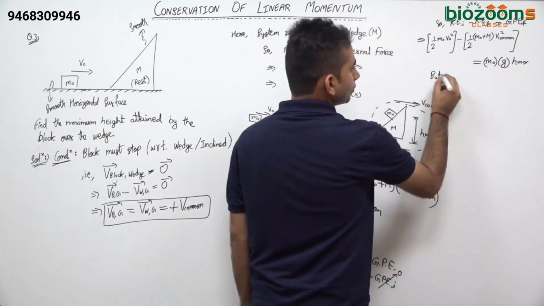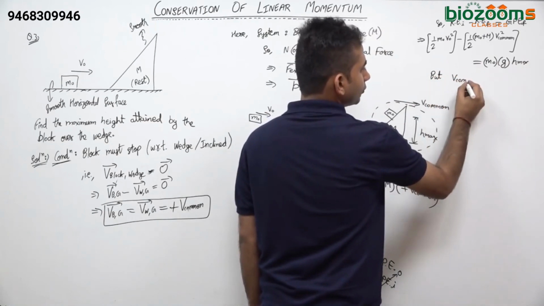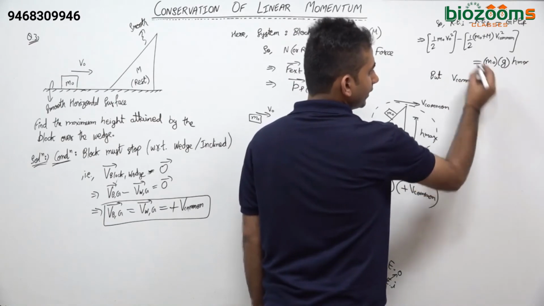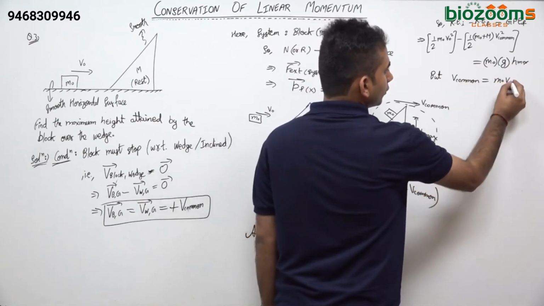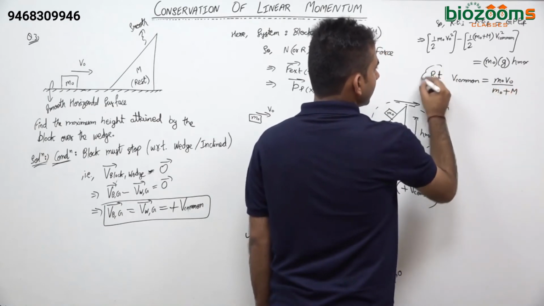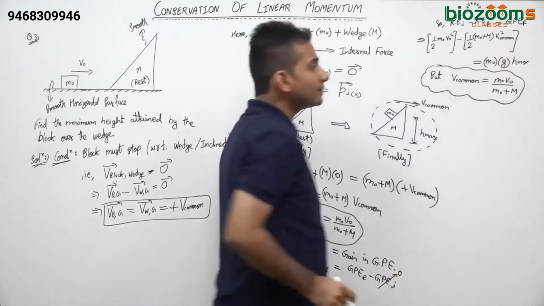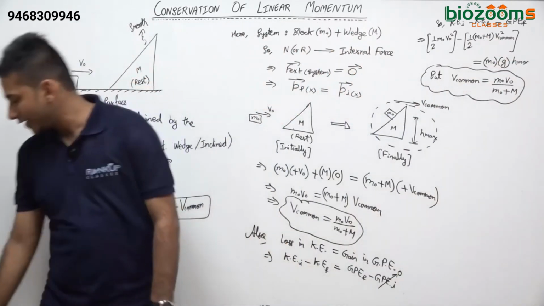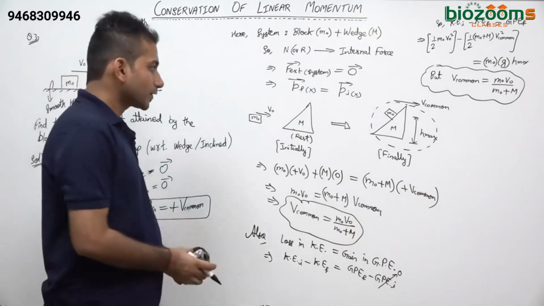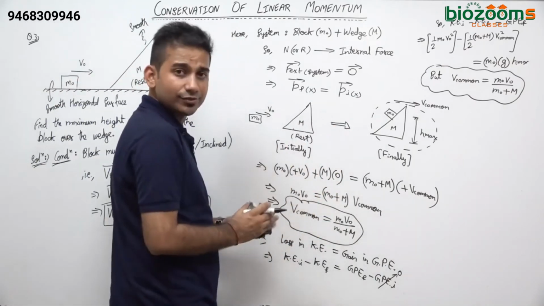But we know the value of V common, right, got by applying the conservation of momentum. What is that? That is M0 V0 over M0 plus capital M. So if we substitute this value of V common over here, won't we get the value of H max? We'll get it, right? So I'll do it for you. There's a lack of space on the board. Can I erase this part? I hope that is understood, right?